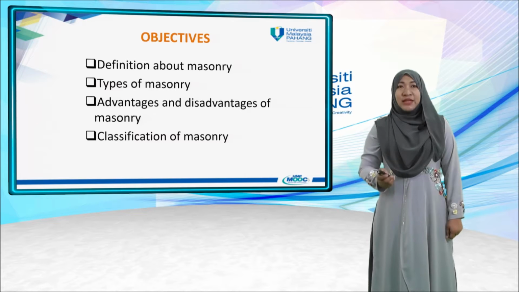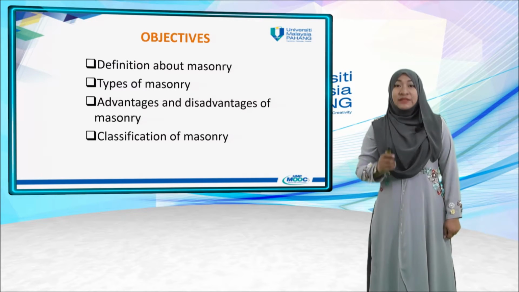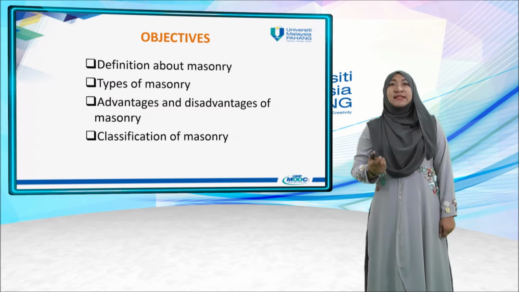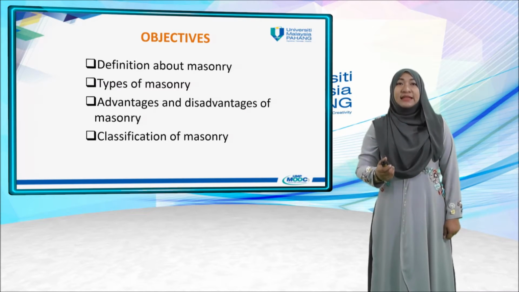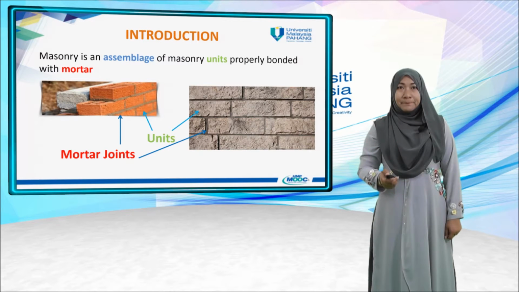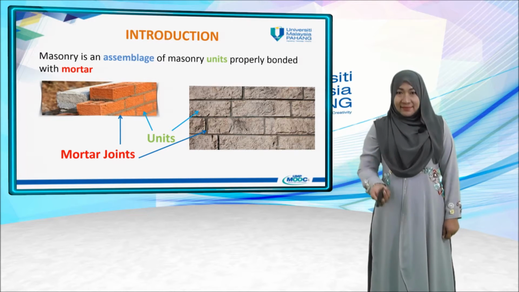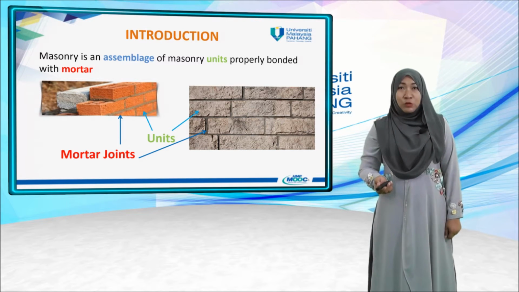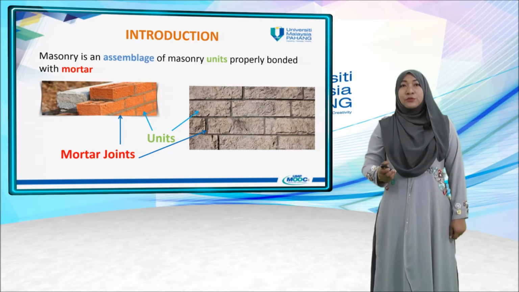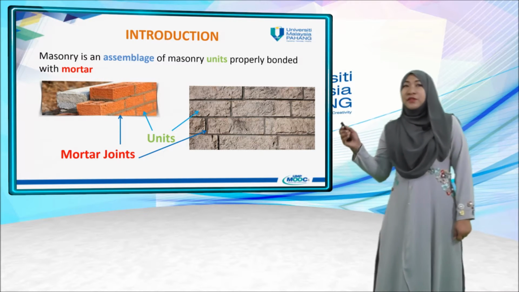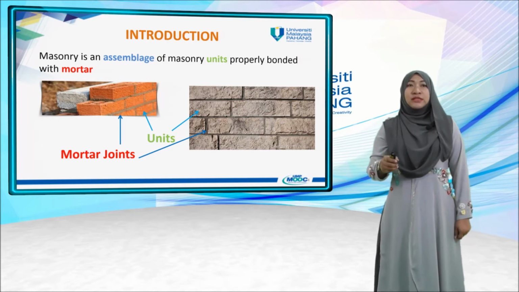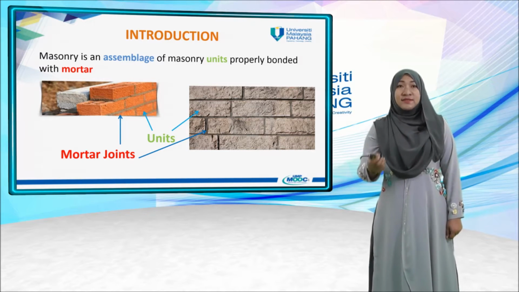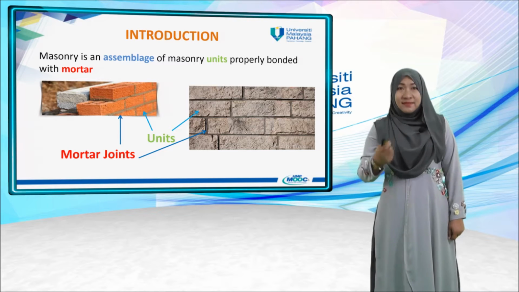Under this topic, we're going to discuss the definitions of masonry, types of masonry, advantages and disadvantages of masonry, and classifications of masonry. So what is masonry? Masonry is an assemblage of masonry units properly bonded with mortar. You can see in the figure, the arrows show the mortar joints, and the green words show the masonry units.